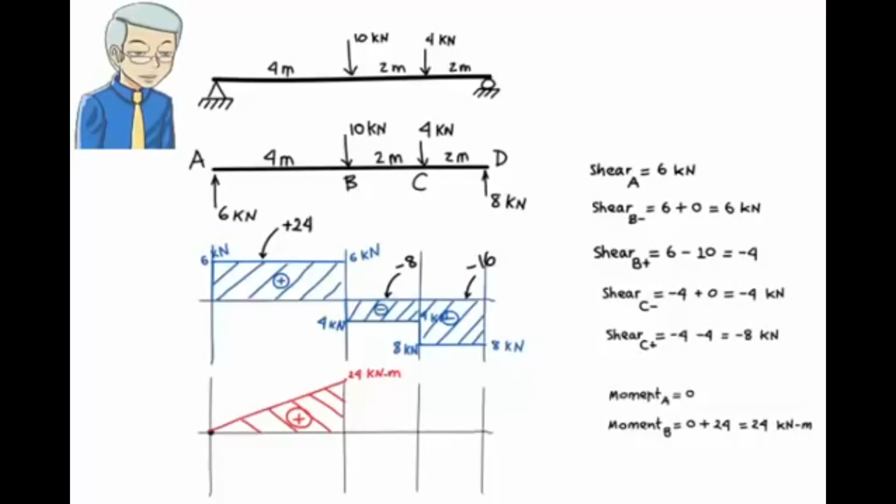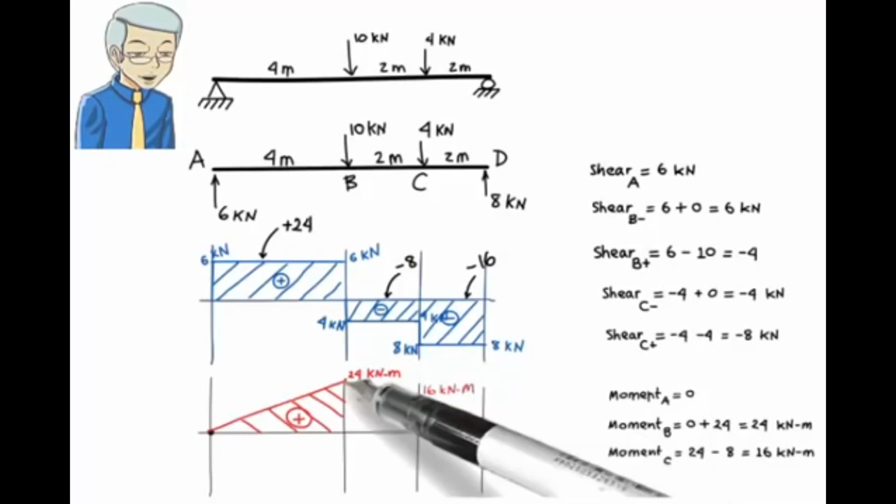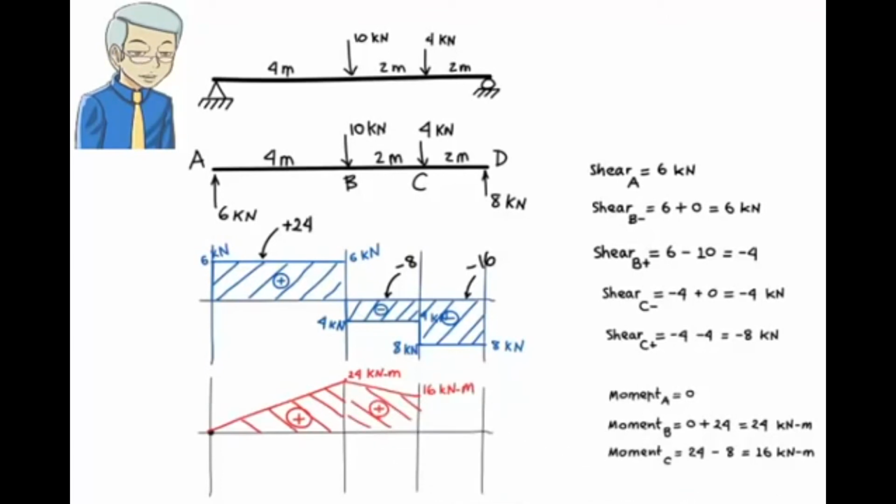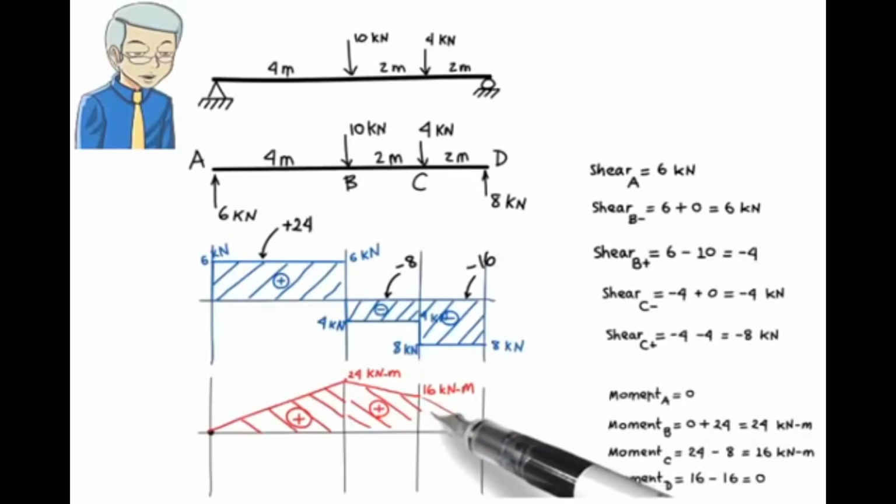For segment BC, we know the moment at the left end of the segment. It is the same as the moment at the right end of the previous segment. So moment at the left end of segment BC is positive 24. Moment at the right end of the segment is 24 plus negative 8, or positive 16. Similar to the previous segment, moment in segment BC varies linearly as shown here. Finally, we can draw the moment diagram for segment CD following the same pattern that we used for the other segments. Here is the complete moment diagram for the beam.